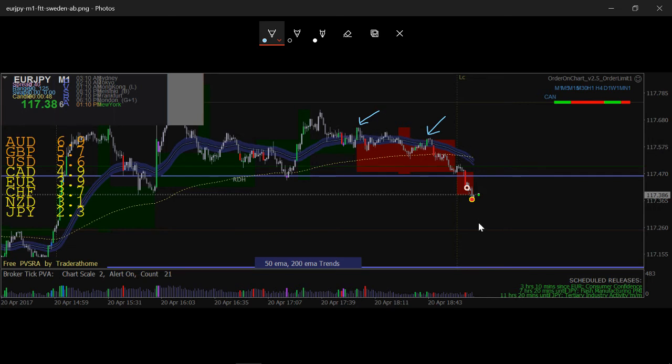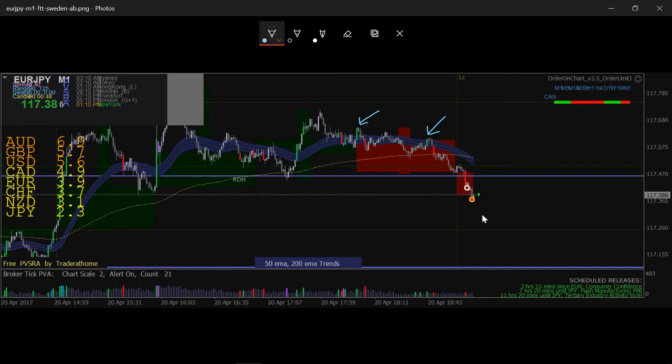Here there was a huge red candle that broke this key level. In this case, this is the RDH, the range daily high. It broke it, and you can see it's big. I could have waited for a retrace back to the dragon. In this case, I decided not to. I just thought this would continue, and even if there is a retrace, it would probably get back to RDH and then go down again.